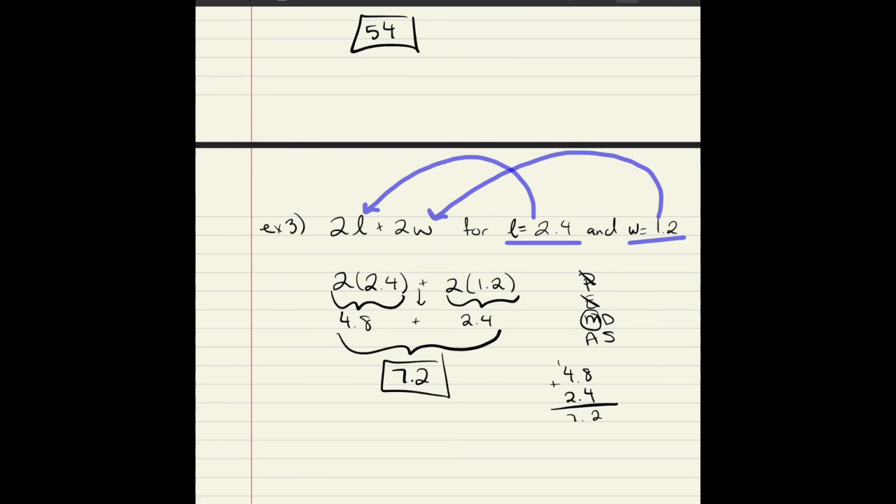So you can see that having two different variables in the problem doesn't change it. You just plug it in and solve using PEMDAS.